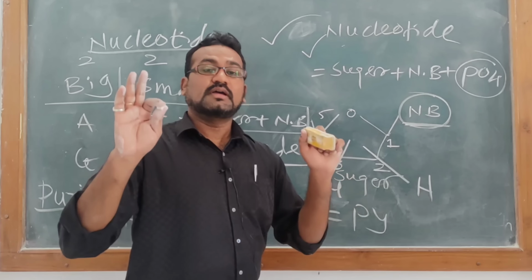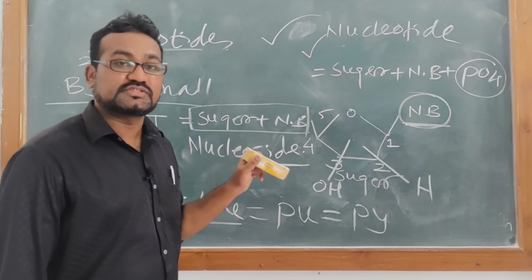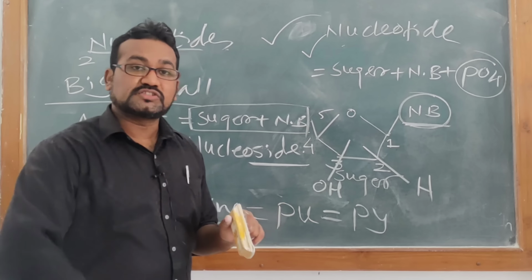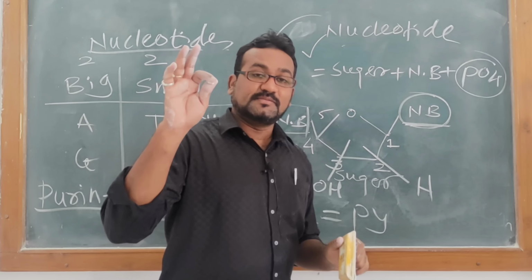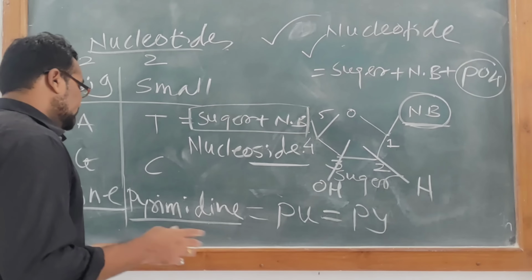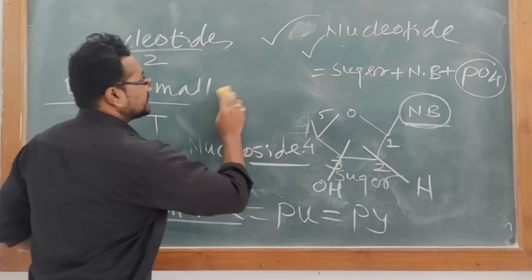If you remove the phosphate group, then you should call it nucleoside. If you add the phosphate group, you should call it nucleotide. So I have made it as simplified as it is possible for me.